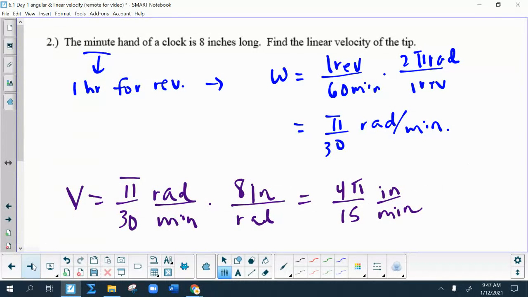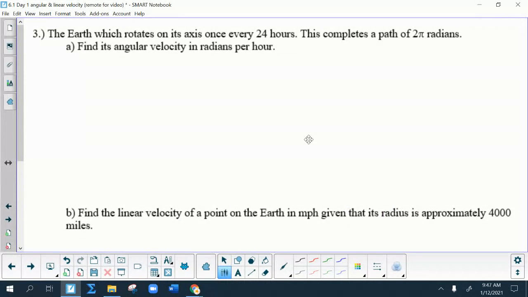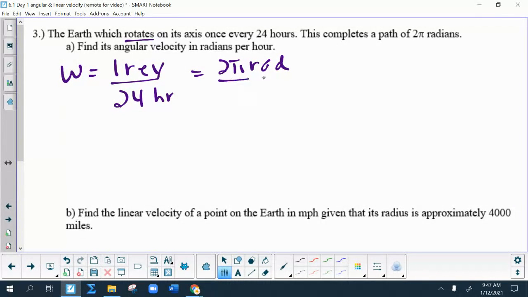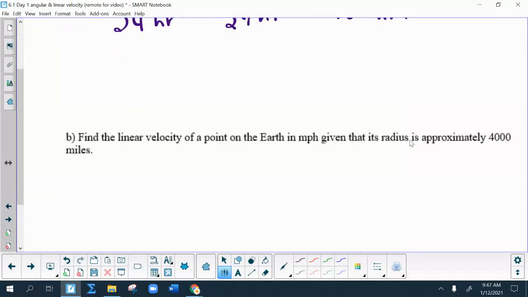All right, almost done here. The Earth rotates on its axis once every 24 hours. Rotating is the same as revolving, which means it's kind of giving you the angular velocity. It's saying you have one revolution every 24 hours, which would be the same as 2 pi radians per 24 hours, which could be simplified into pi over 12 radians per hour. That's it. Part B says find the linear velocity.